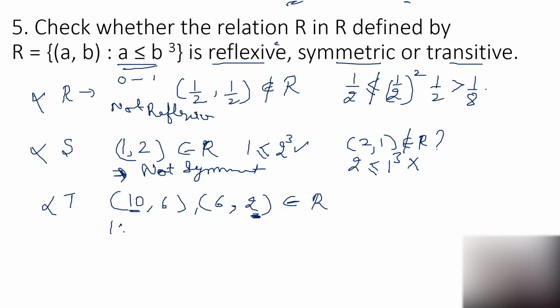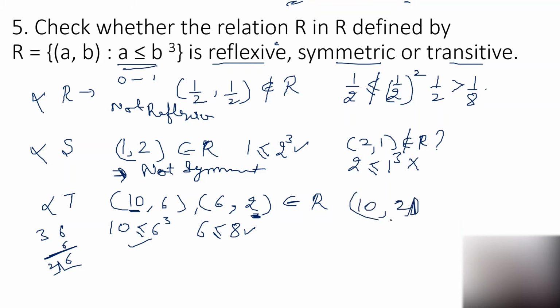So let's first check: is 10 less than 6 cube? 6 cube is 216, I think. 216, absolutely correct. So yes, it is less than. So 6, is it less than or equal to 8? Yes, it is. Next, we need to check whether 10 and 2 are also related. Is 10 less than or equal to 2 cube? That is 8. No, it is not. Therefore it is not transitive. This is not a transitive relation.